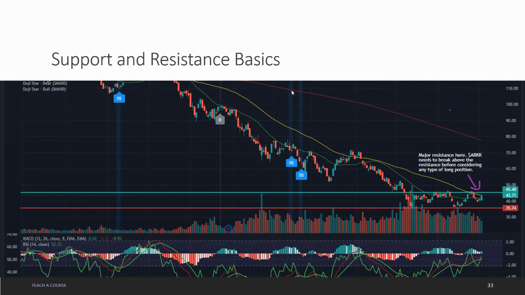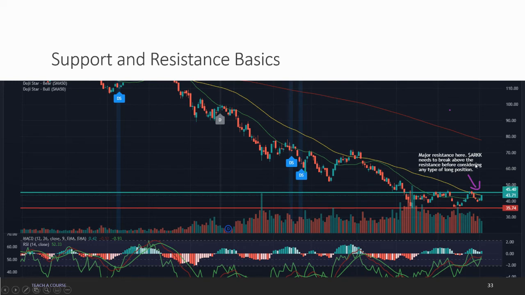Same thing with resistance. When that stock hits the $40 ceiling, if it holds the resistance and doesn't break through the resistance, it gives you an opportunity to short the stock and earn profit as that stock comes down from 40 to 35 to 30, etc. So that is the fundamentals behind support and resistance.